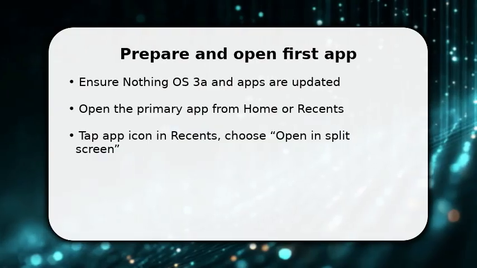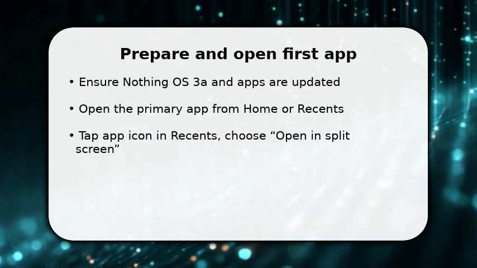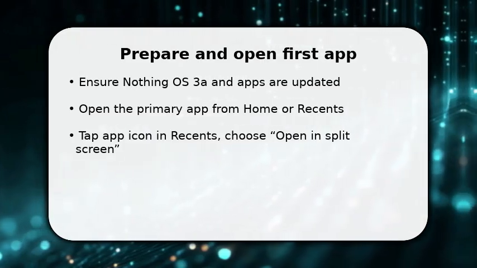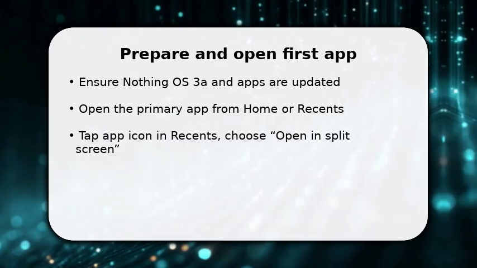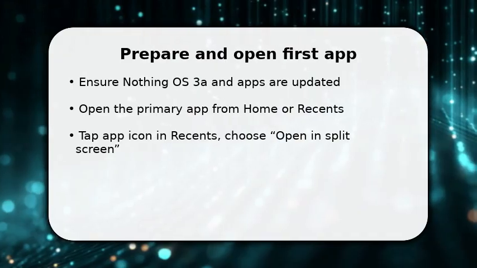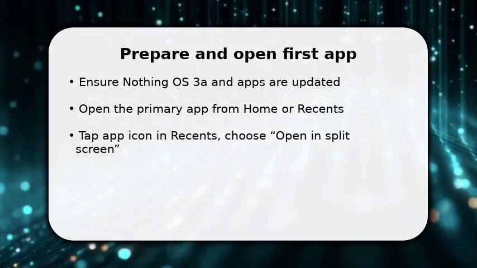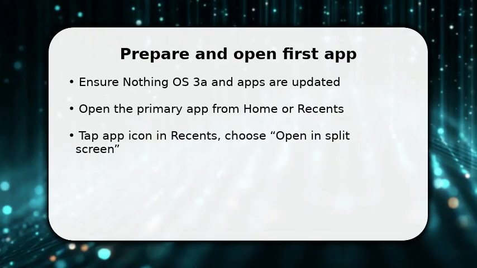You start by confirming Nothing OS 3A is current and the app supports multi-window. This avoids surprises. Once confirmed, open the first app you want on screen, then enter Recents. Tap the app's top icon or long press its card and choose Open in split screen. That immediately pins the app to one half of the display.